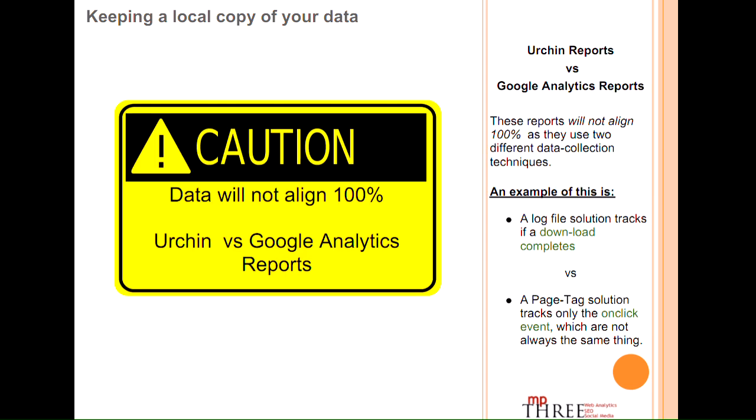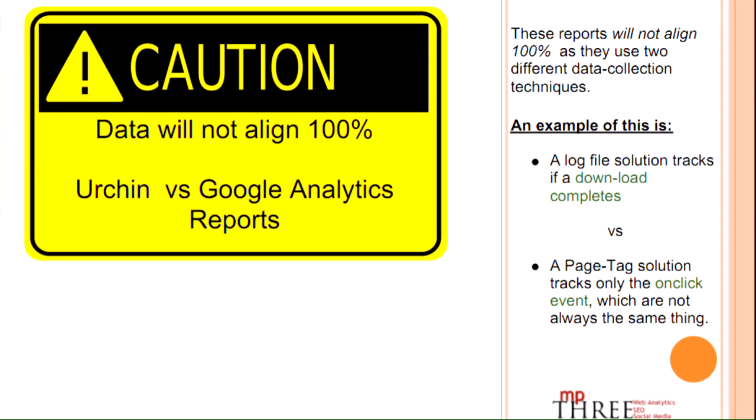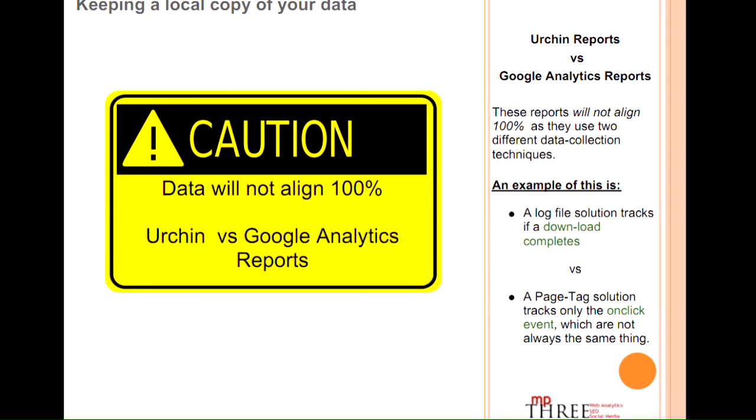Urchin reports versus Google Analytics reports. These reports will not align 100% as they use two different data collection techniques. An example of this is a log file solution tracks if a download completes, versus a page tag solution tracks only the on-click event, which are not always the same thing.